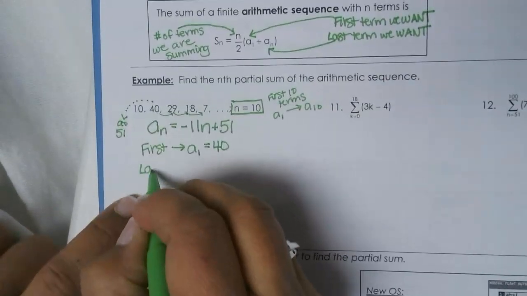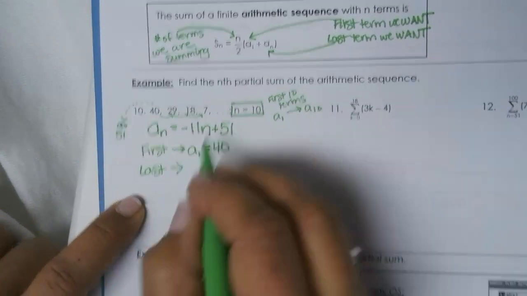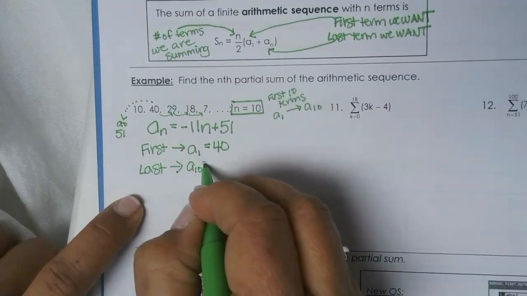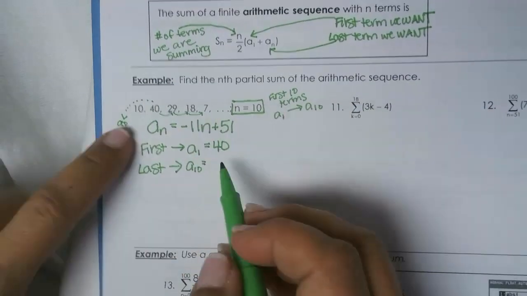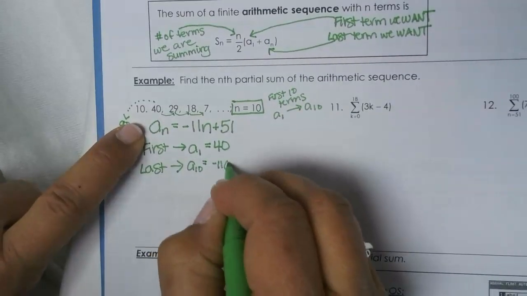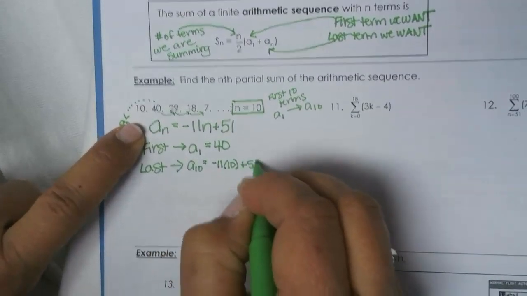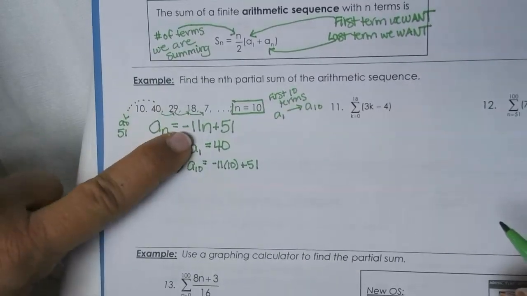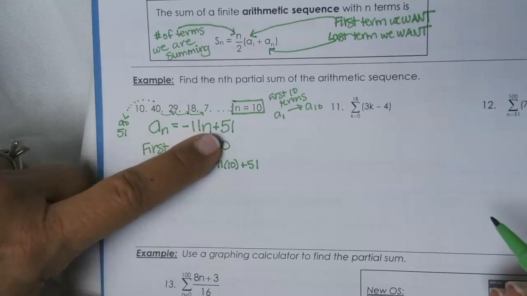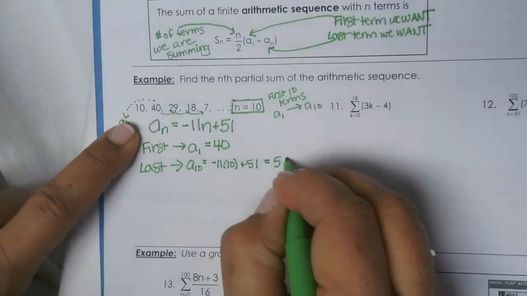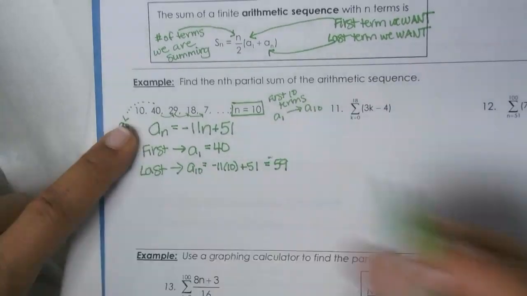The last term that we want is going to be the 10th term, a sub 10. Now this one we might have to do a little more work for. That's why I had us find the rule, because it's going to be really easy for me to find the 10th term. I can take our rule and take negative 11 times 10 plus 51. And when we find that, that ends up giving me negative 59.